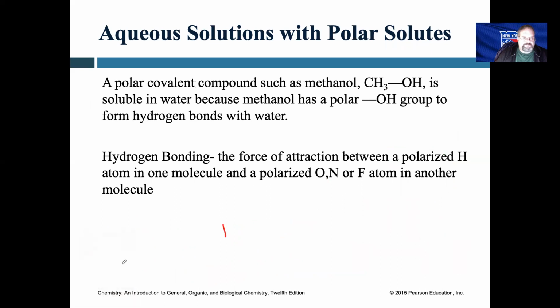Okay. All right. So now let's take a look at your polar solutes and why some polar covalent compounds are able to dissolve in water. A polar covalent compound such as methanol has the structure CH3 connected to OH. If we were to draw that out, you'd have carbon with 3 hydrogens attached, and then that carbon would be attached to an oxygen that has a hydrogen attached to it. That compound is what is known as methanol.